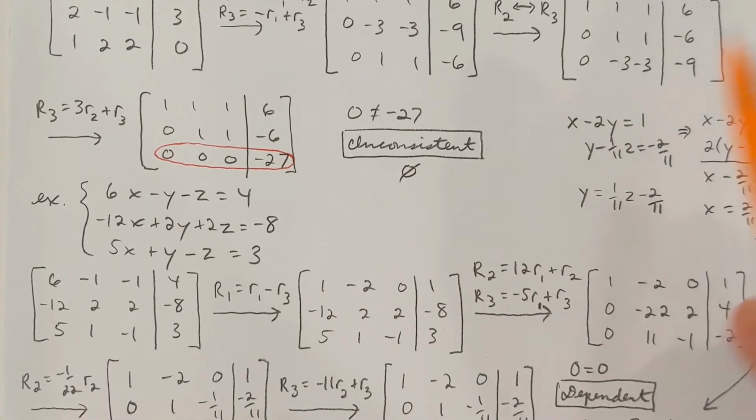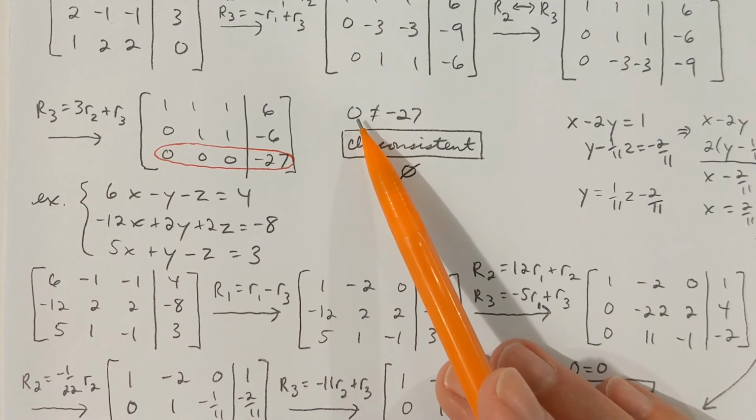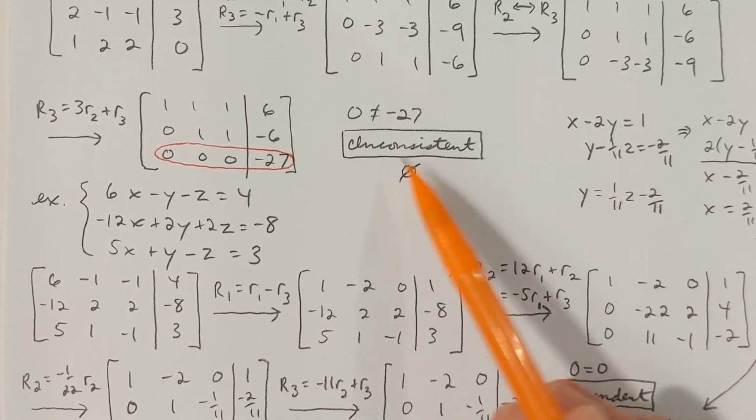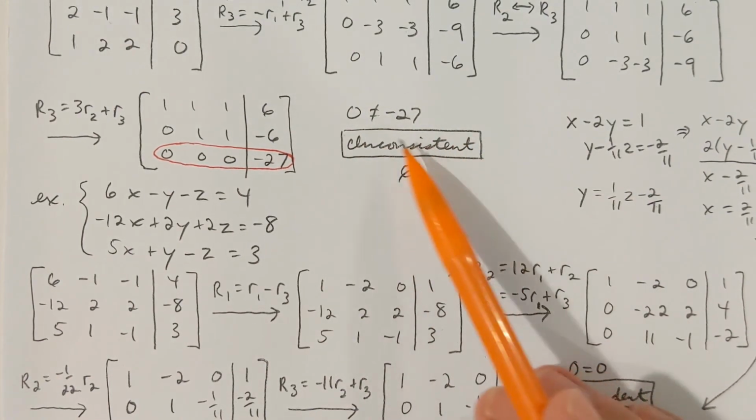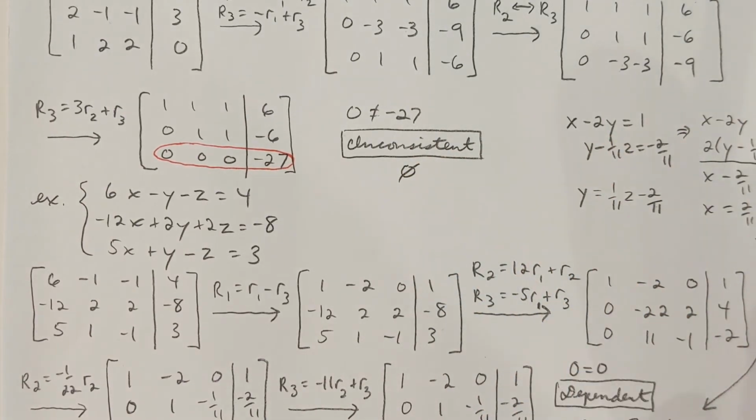Now at this point, if we convert back to a system, that third equation would be saying 0 equals negative 27. Of course, that's not true. And so there are no solutions to this system. It would be an inconsistent system.